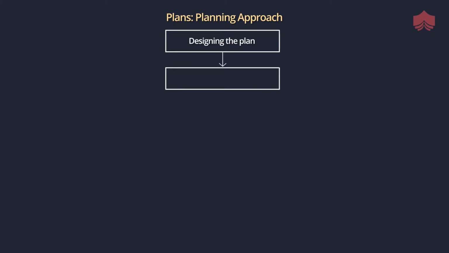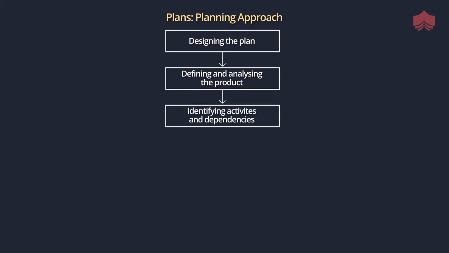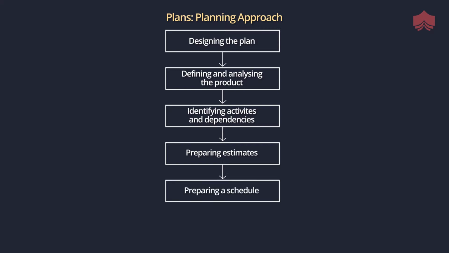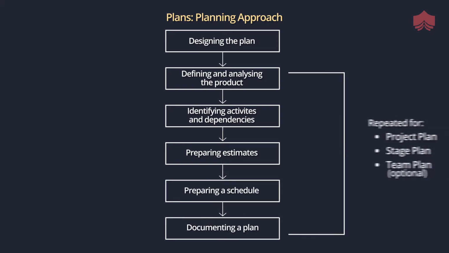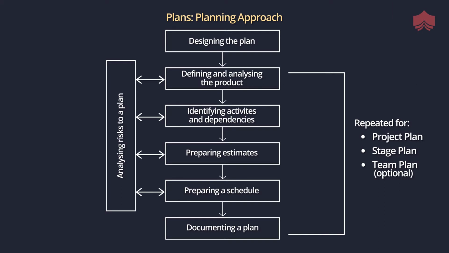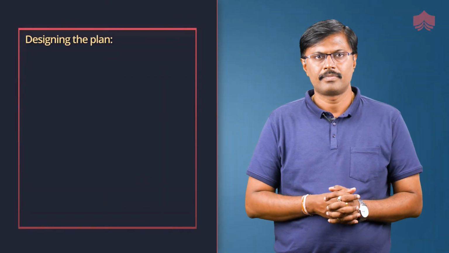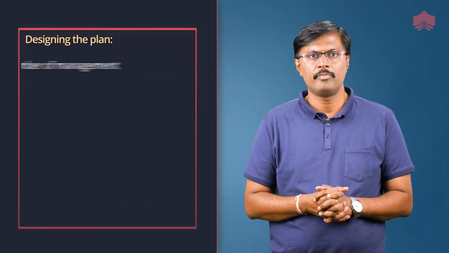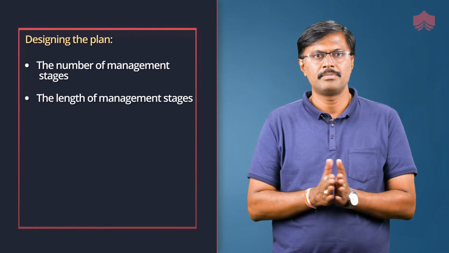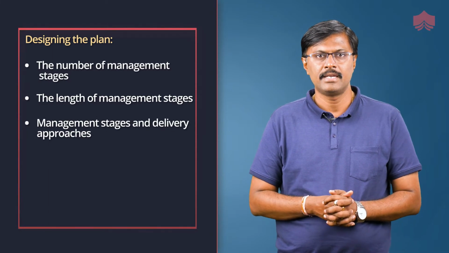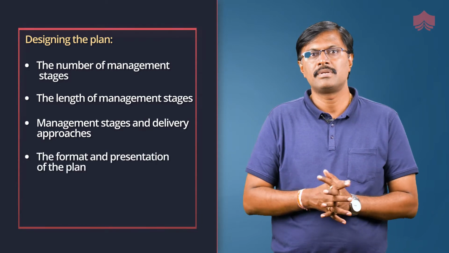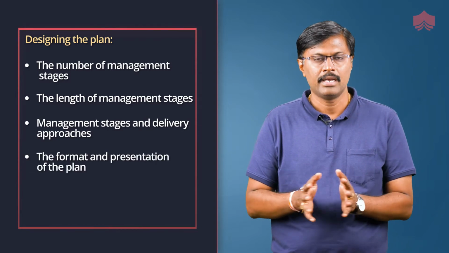The planning approach involves designing a plan, defining and analyzing the products, identifying activities and dependencies, preparing estimates, preparing a schedule, documenting a plan and analyzing the risks. Designing the plan. This involves the number of management stages, the length of management stages and delivery approaches, the format and presentation of the plan has to be designed as part of this step.